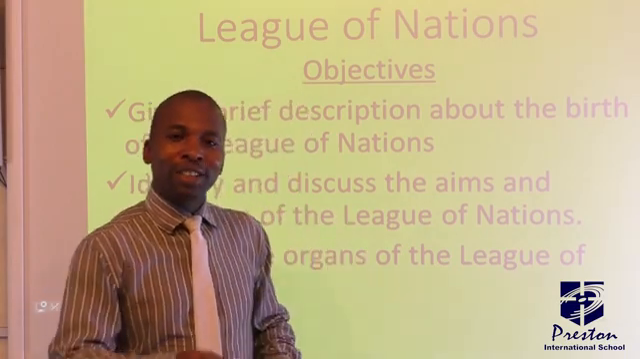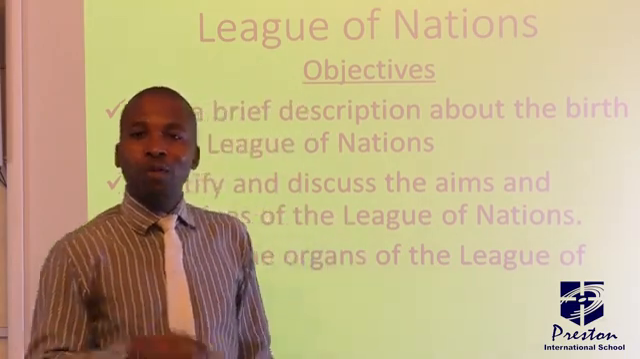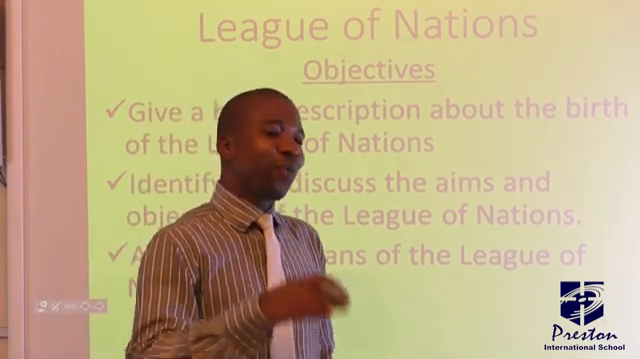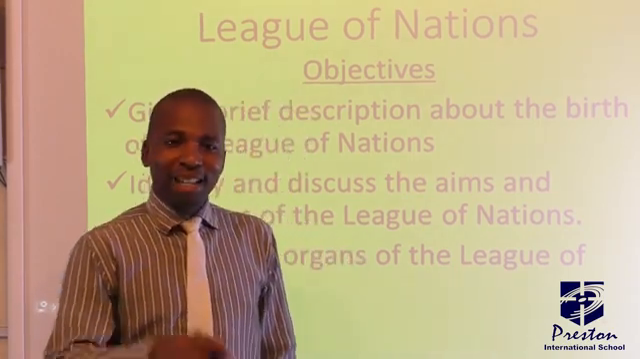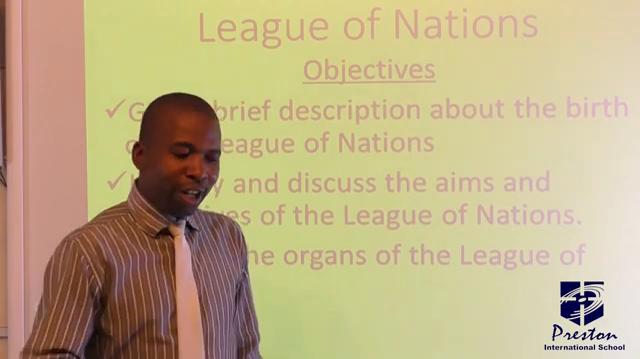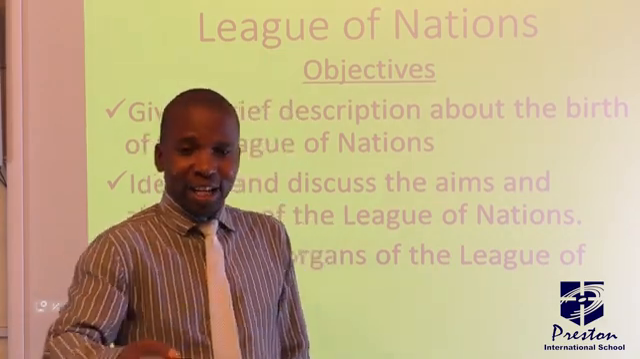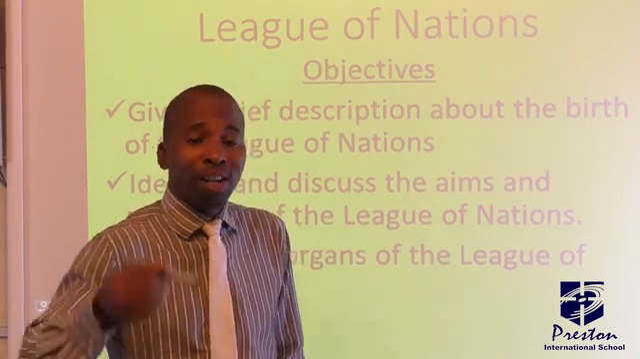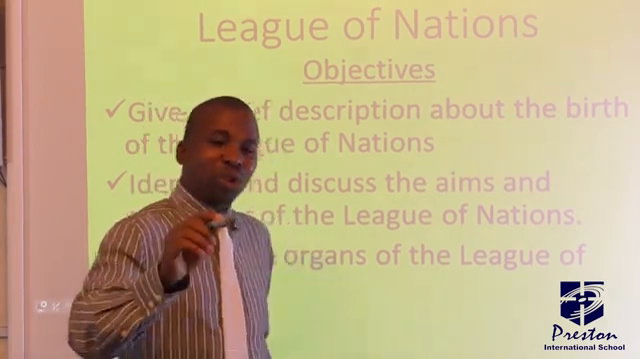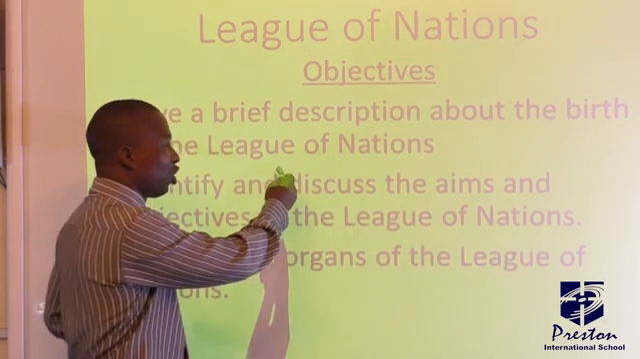Woodrow Wilson, who was the president of the USA at that time, came up with a 14-point agenda. In the 14-point agenda, he was looking forward to having an organization that would be like a world police, an organization that will ensure that the world lives in peace. And that gave birth to the League of Nations.